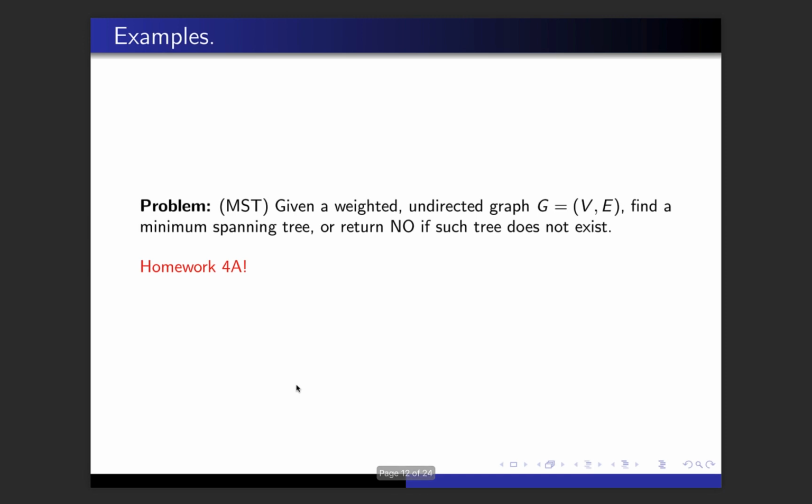Let me mention one more that you will prove in homework to be in the class NP. This is what we will denote by MST, the minimum spanning tree. Given a weighted undirected graph G, find a minimum spanning tree, or return no if such a tree does not exist. This is the problem. What you need to do in the homework is, given a graph and given a candidate solution, verify in polynomial time that it is indeed a solution, or simply report that it is not a solution. That's what it means to verify whether or not the candidate is indeed a solution.